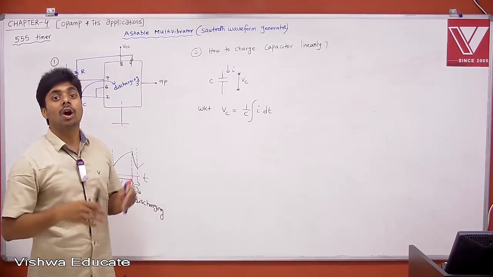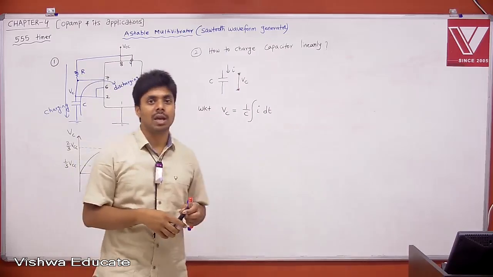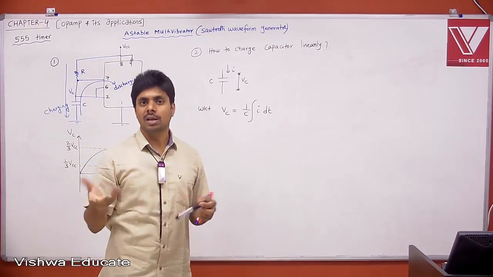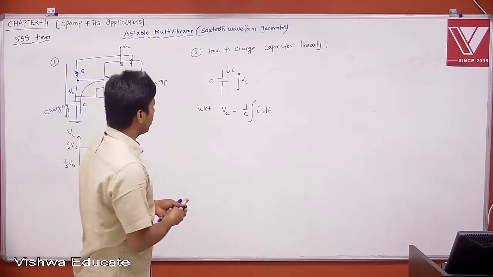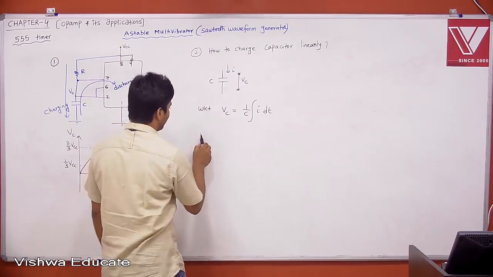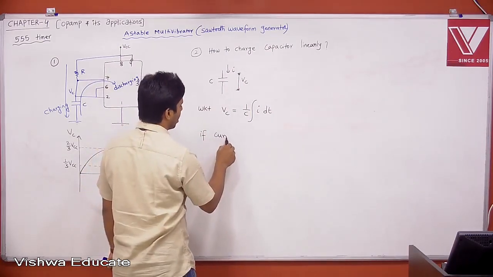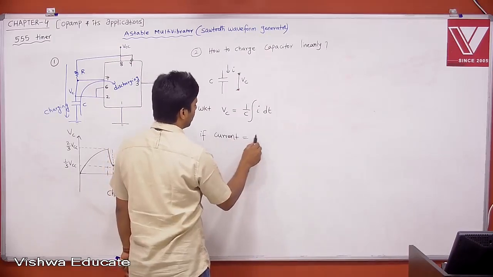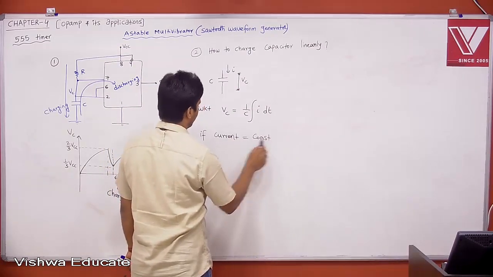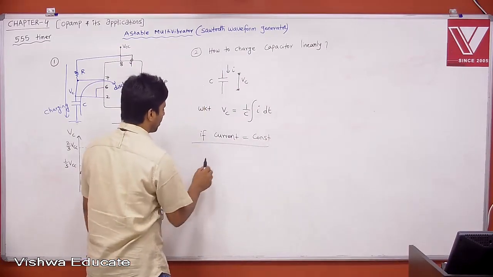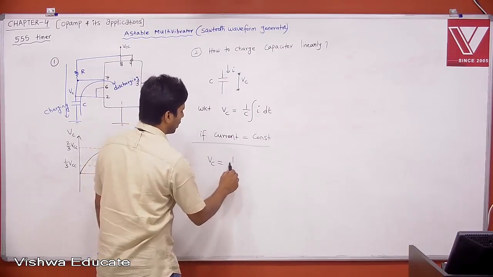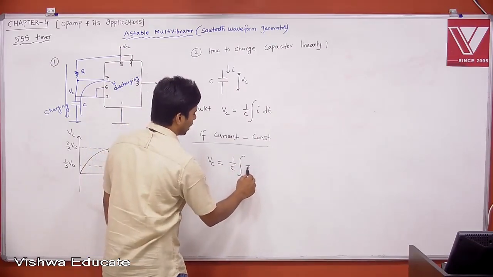Therefore, whatever charge you insert per unit time, if that is constant, or I can say constant current, what is the rate of flow of charge? Per unit time, if you put the same charge, then your current is constant. Therefore, if the current flowing through the capacitor is constant, then the voltage across the capacitor, VC, is equal to 1 by C. Let us say that I is capital I, which is constant.